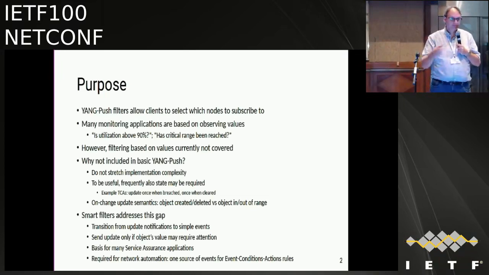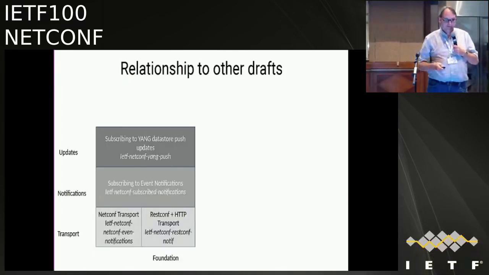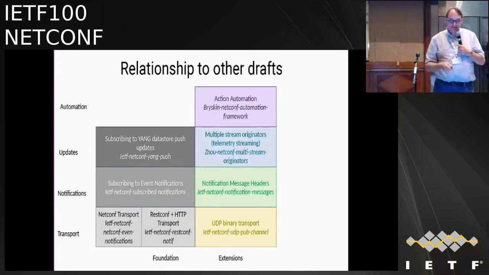Reasons for this were to not needlessly stretch the implementation and complexity. Also, in many cases, you would need additional things on top rather than just value-based filtering. So therefore, this is currently not addressed. The smart filter problem statement here is a proposal to address this gap, and essentially to transition the simple updates to real events that indicate conditions that are of interest.